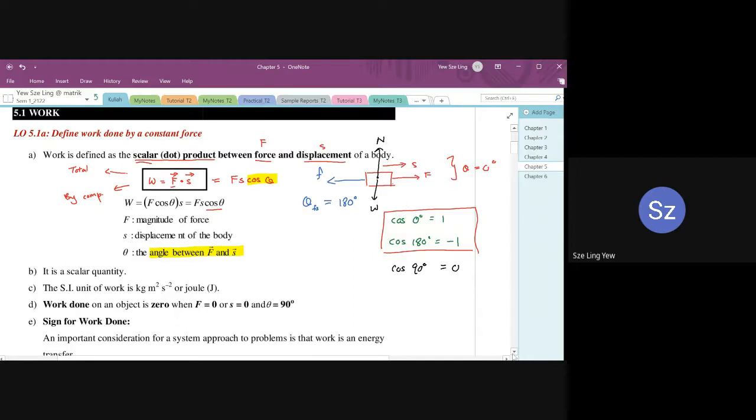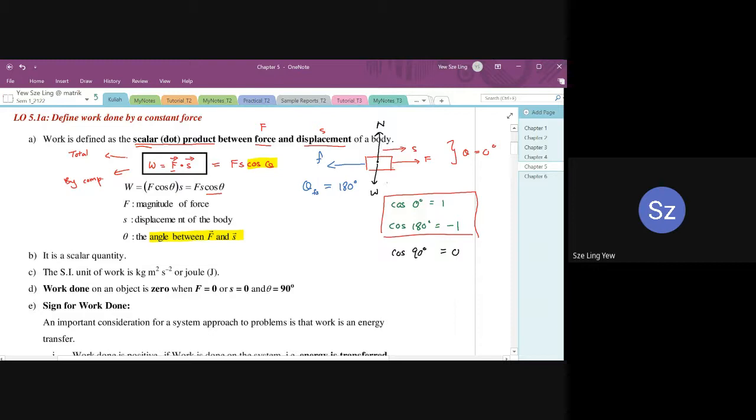If an object is moving along the vertical component, then yes, there's work done along the vertical component, but no work done along the horizontal component. So it depends on the angle. The angle is very important. Make sure you know how to determine the angle between force and displacement.